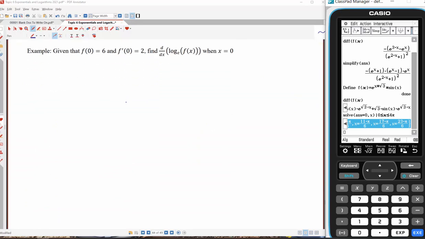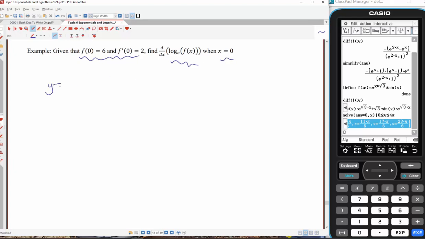Okay, given that f of 0 is equal to 6 and f dash 0 is equal to 2, find dy/dx of that when x is equal to 0. So this information here, I'm not worried about yet. Let's just get our derivative first, then sub in x equals 0 and see what happens.